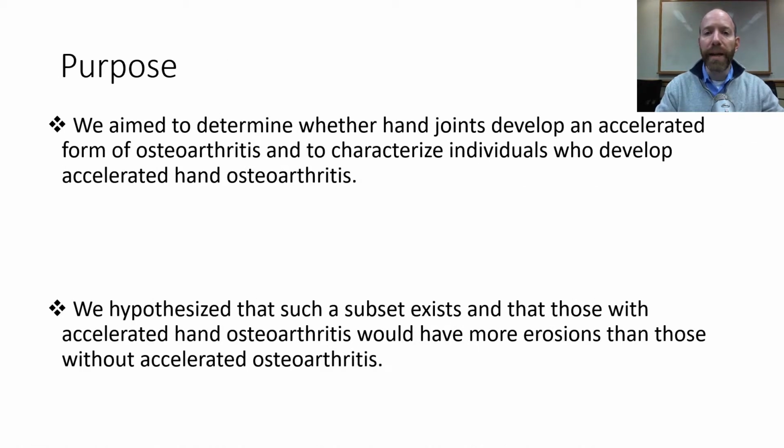Therefore, we aim to determine whether hand joints develop an accelerated form of osteoarthritis and to characterize the individuals who develop accelerated hand osteoarthritis. We had hypothesized that such a subset exists and that those with accelerated hand osteoarthritis would have more erosions than those without accelerated hand osteoarthritis.